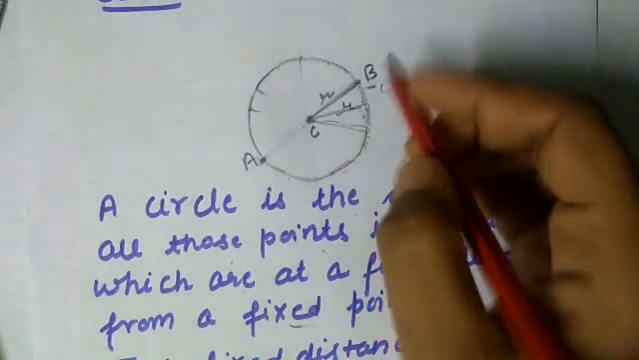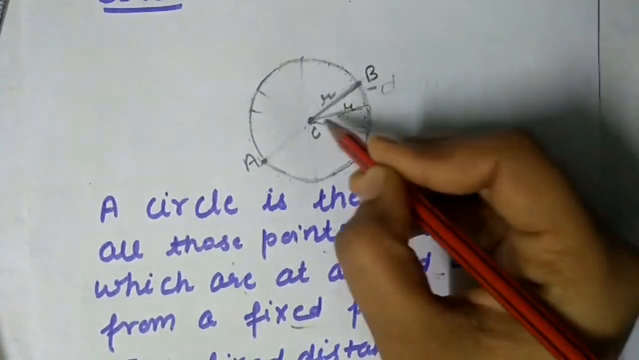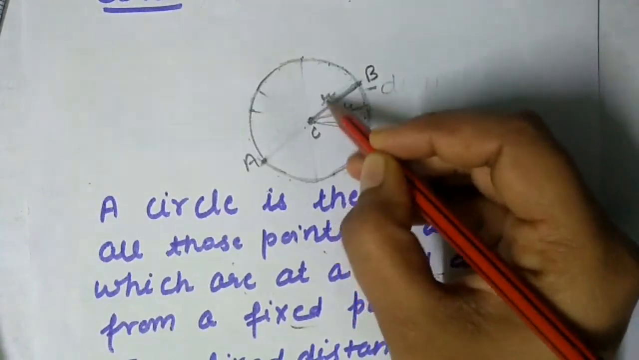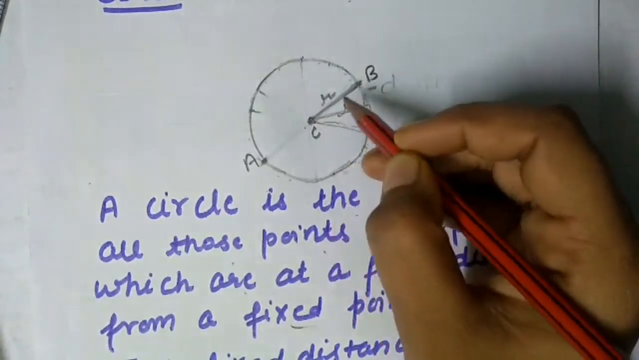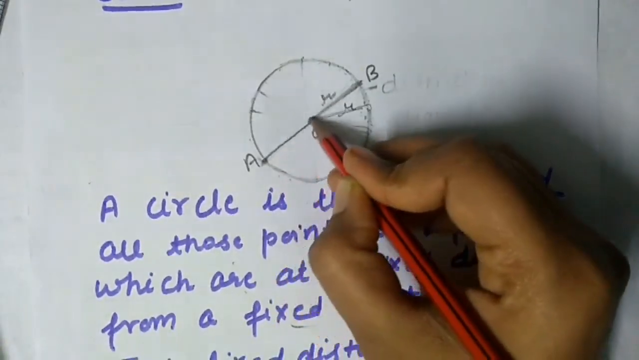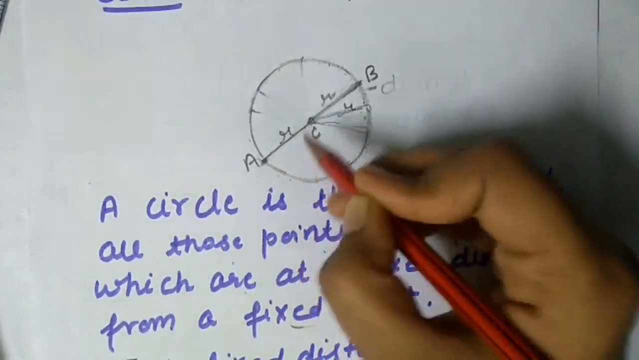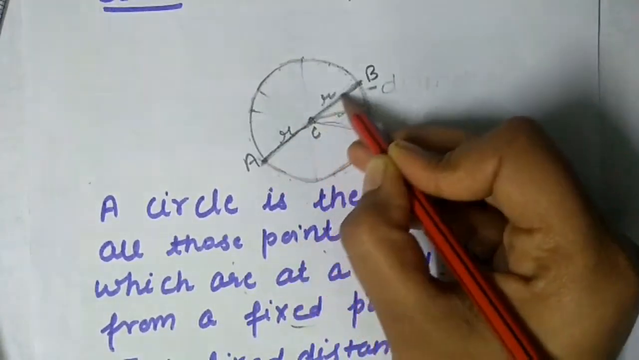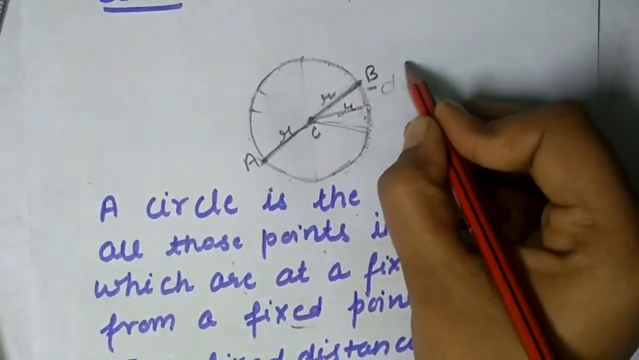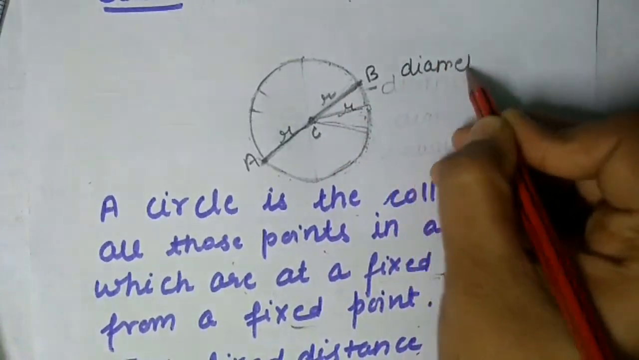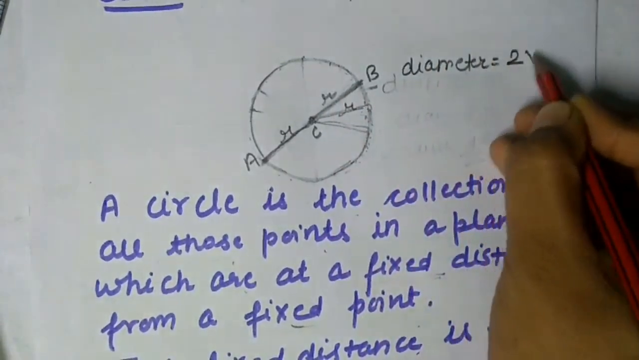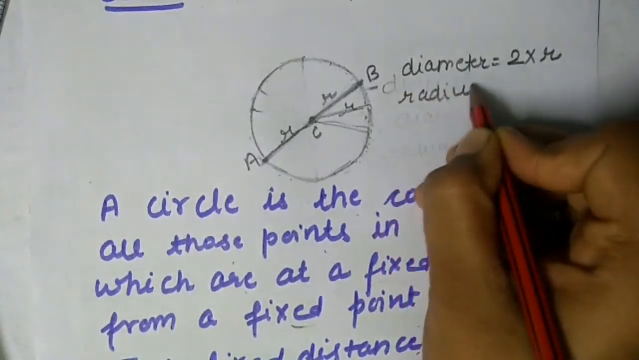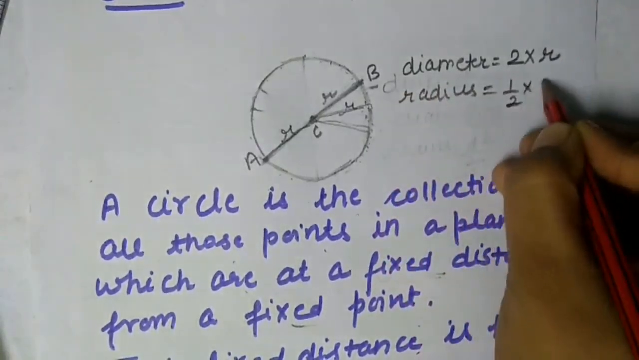Now if I double the length of this radius, if I take 2 times of this length, what will you get? This is 2 times the radius, this is also radius. So this AB is known as the diameter. So the diameter is double the length of the radius, or you can say the radius is half of the diameter.